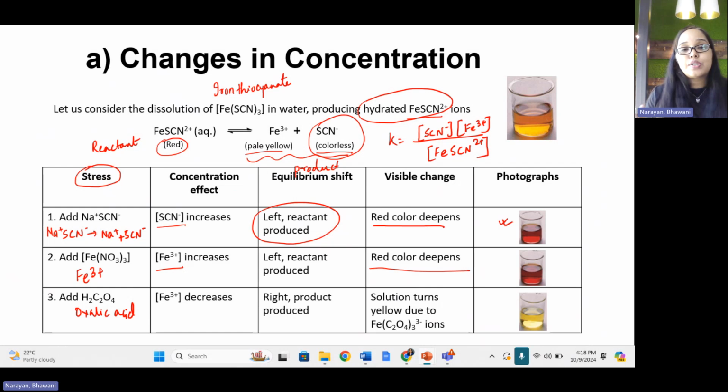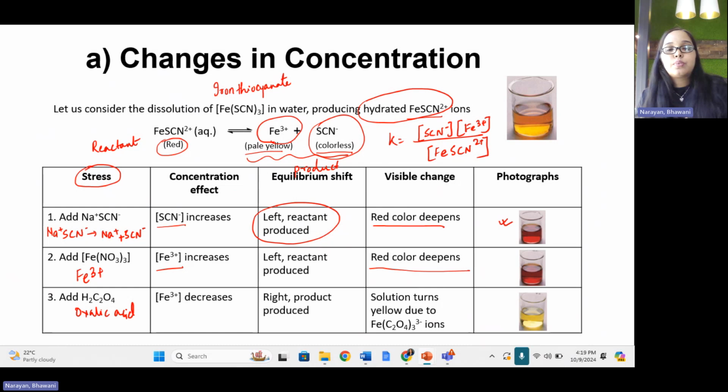Which side is Fe3+ in the reaction? You see that it's on the product side. So I'm going to consume some of the product now by adding another agent. If I do that, what is my reaction going to do? It's going to produce more products to negate the change, right? So if it's going to produce more product, my equilibrium shifts to the right, producing more of the products.